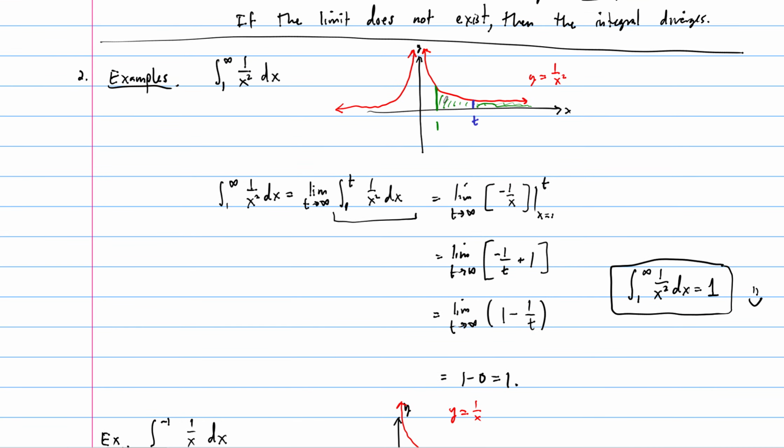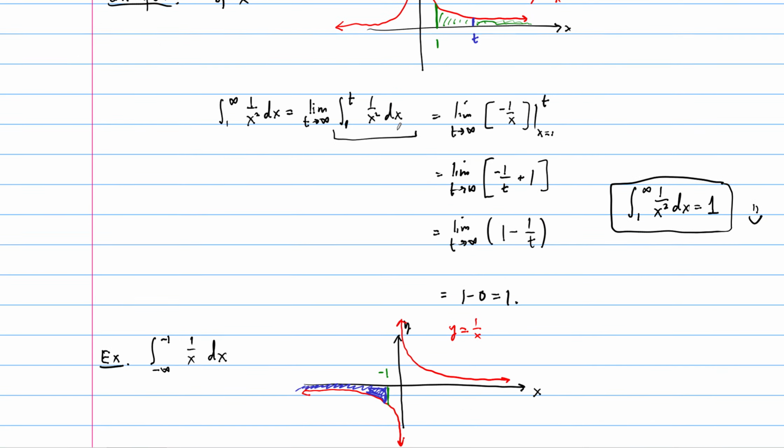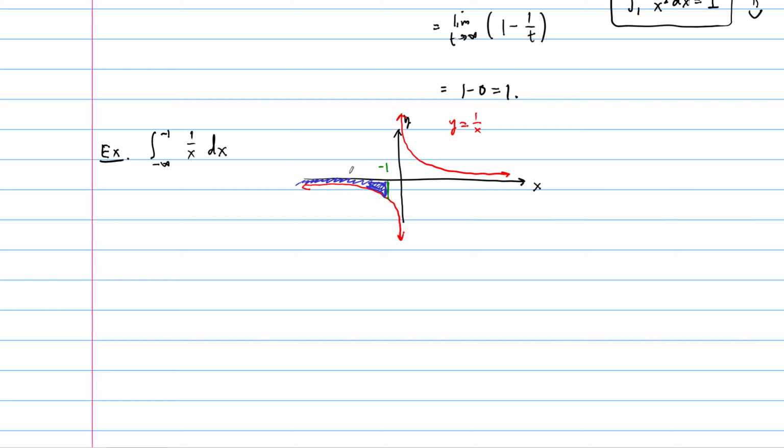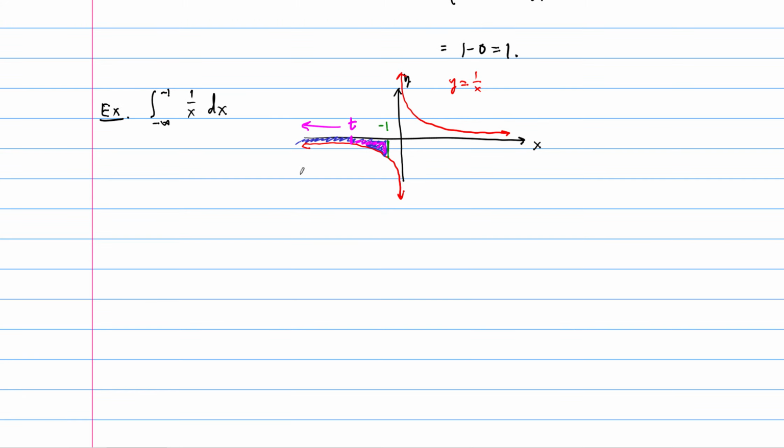The picture looks the same, except the picture is now down here, right? But geometrically, the idea is going to be the same. What are we going to do? We're going to pick value t right here, right? So now t is between negative infinity and negative 1. And then how are we going to push t out? So we're going to get a partial integral, and then we're going to push t this way, right? Take the limit as t approaches negative infinity in that direction.